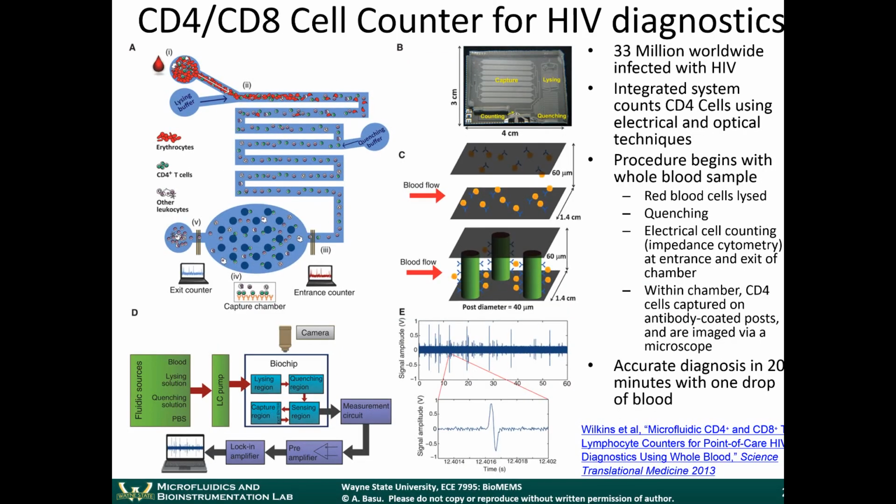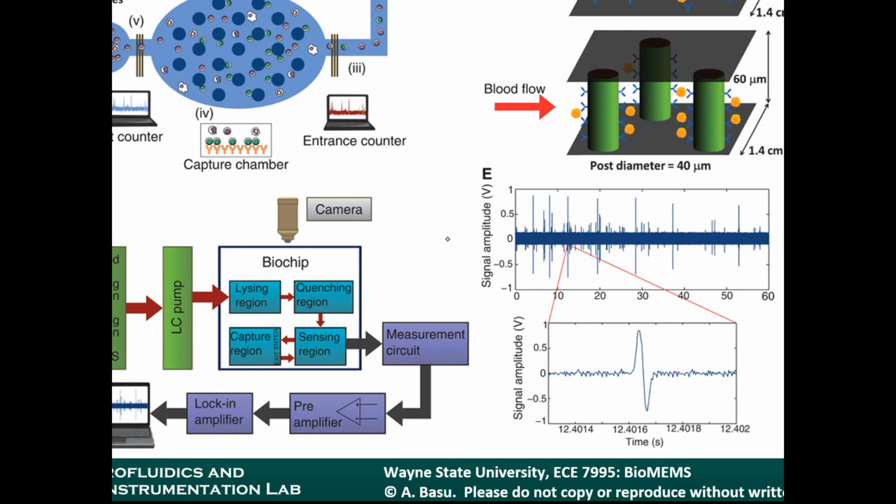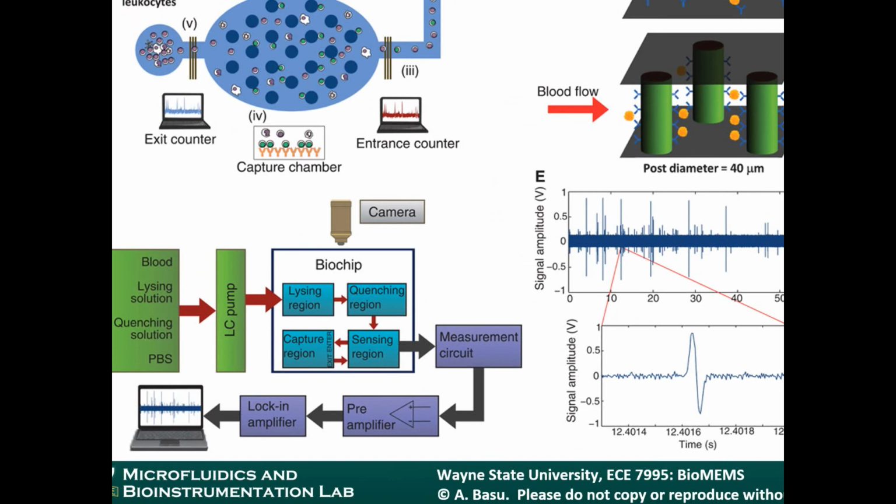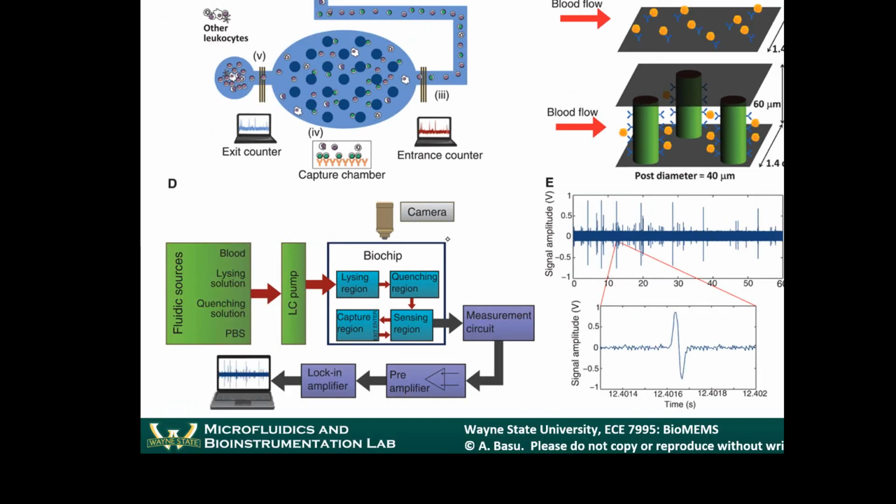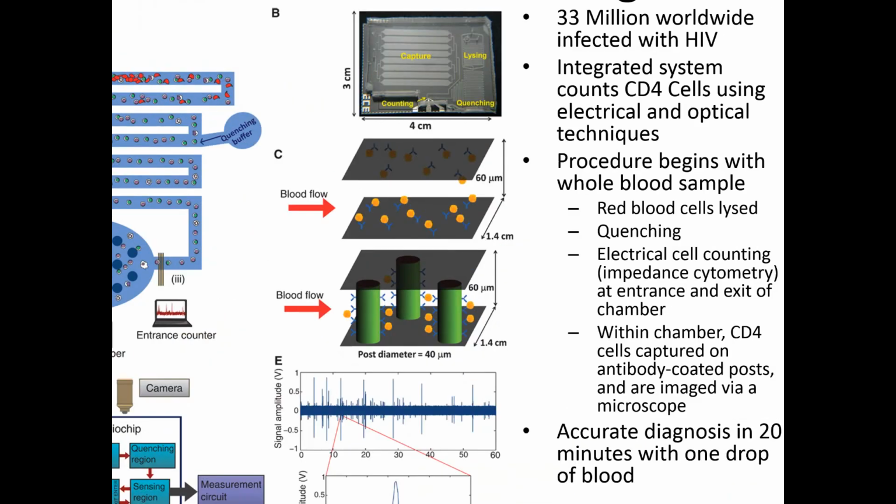So this type of chip incorporates some electrical components. It incorporates some chemistry on chip. It incorporates some biology, the antibodies. You also have some imaging, right? And it also incorporates, to do the detection, the measurement circuit, you have to have some circuits in there too. So there's really a lot of things that go into building a BioMEMS device.